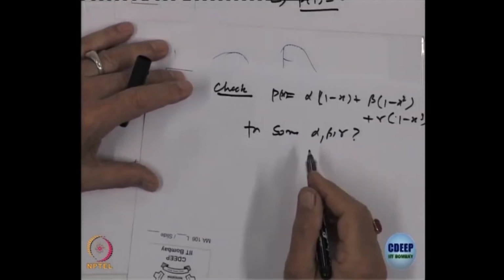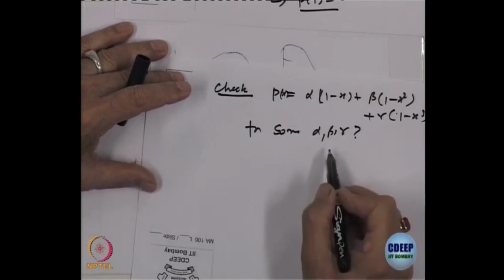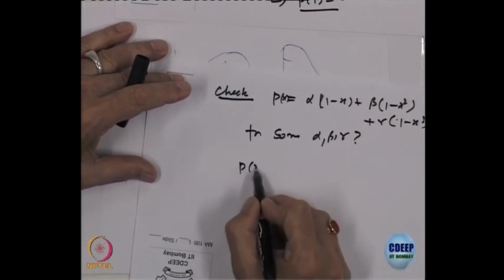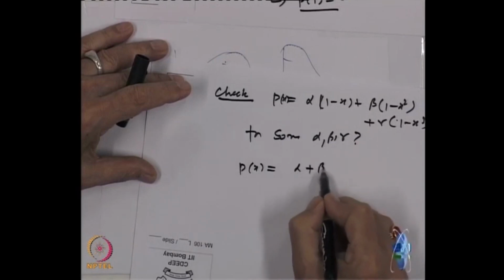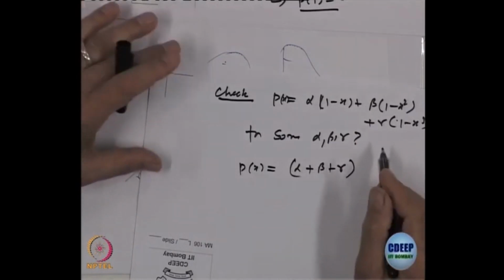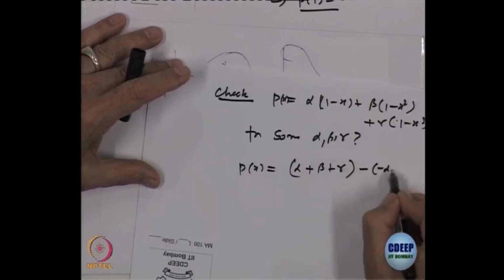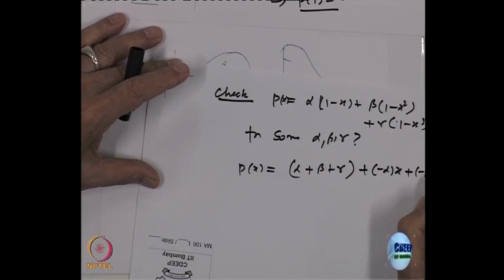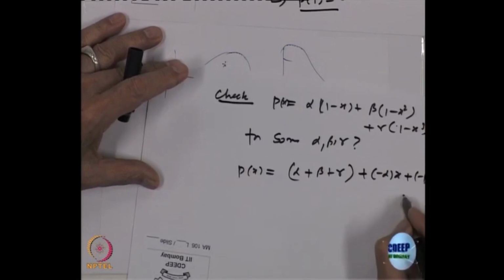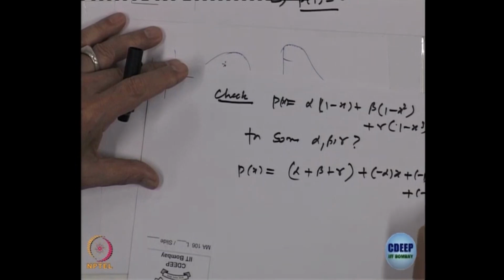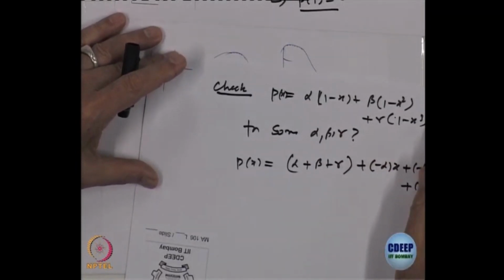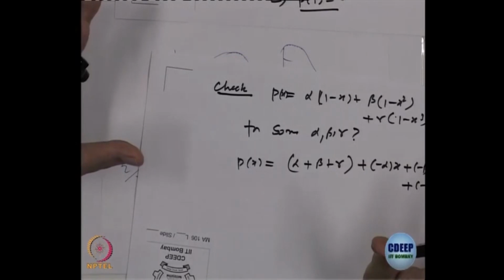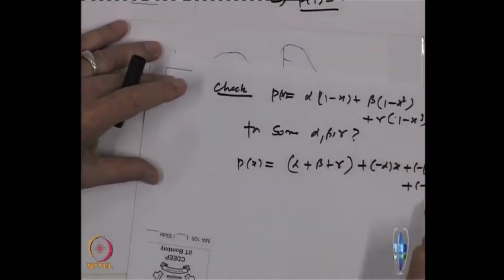So, what does it mean? If I have to find this, can I find alpha, beta and gamma? What is the right hand side? What do I want? P(x) is equal to alpha plus beta plus gamma, I am rewriting that thing again, minus alpha x, plus minus beta x square, minus beta x square plus minus gamma x cube, that is P(x), right. Is it okay? If I have to find alpha, beta, gamma, I do not know what they are yet, but if this is so, this must be equal to this.